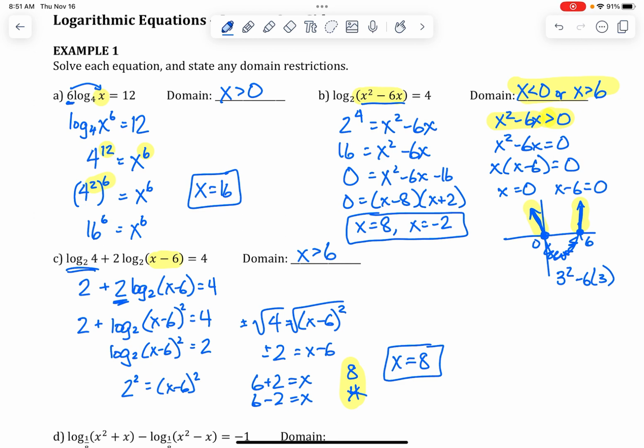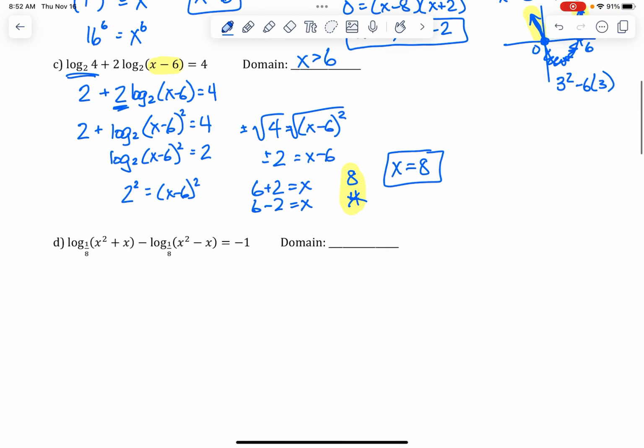All right, so just keep that in mind. If the question doesn't ask for a domain, that's fine. Just make sure you check that solution to be sure. Okay, and so then finally, we'll finish up with this example here using our properties of logs. We have a subtraction of 2 logs, and we have our negative 1.